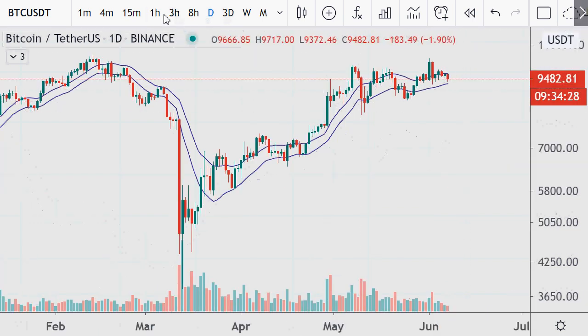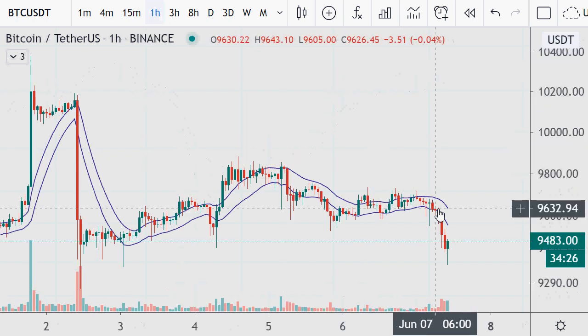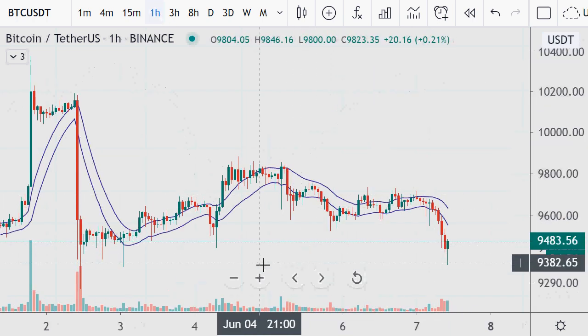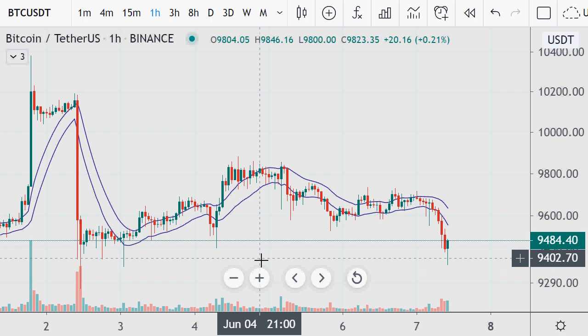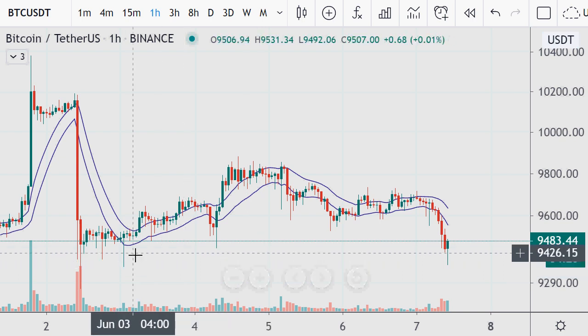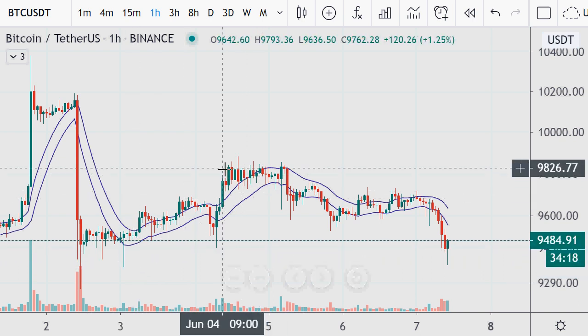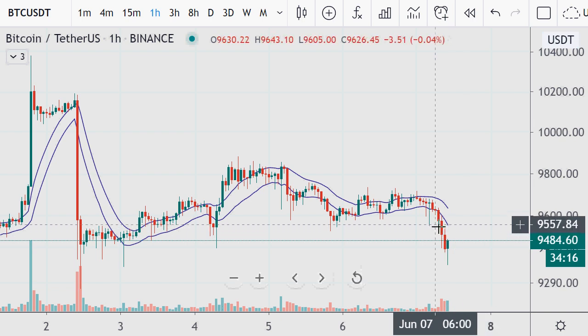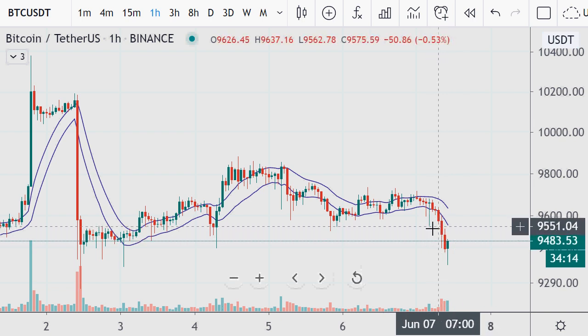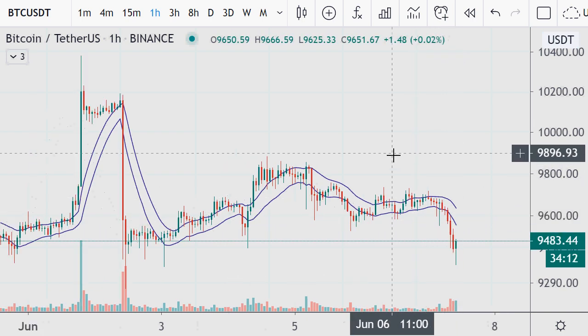Actually, that's not where I wanted to look. Let's take a look at this on the hourly. We are having a lot of tests within what this original support was. So the move that came up has been not making a higher low to here, thus it didn't have any of the must hold area.